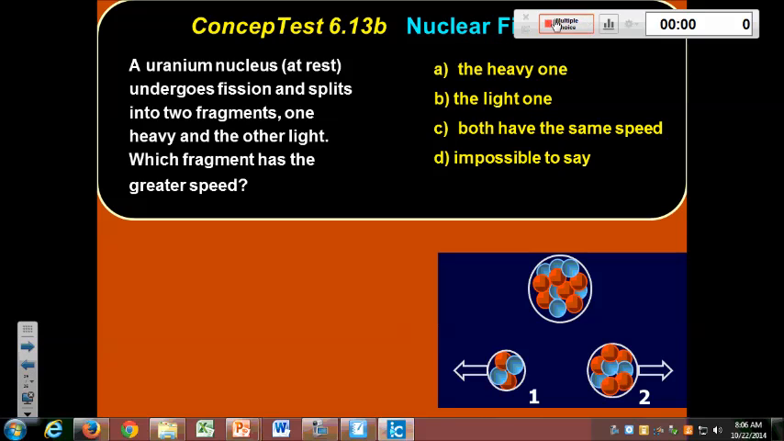Which one has the greater speed? Same situation. Which one has the greater speed? The heavy one, the light one, the same speed, or is it impossible to say?